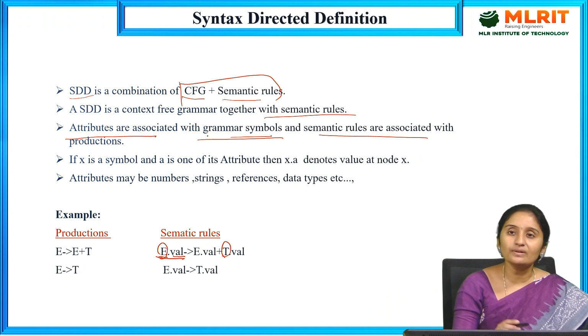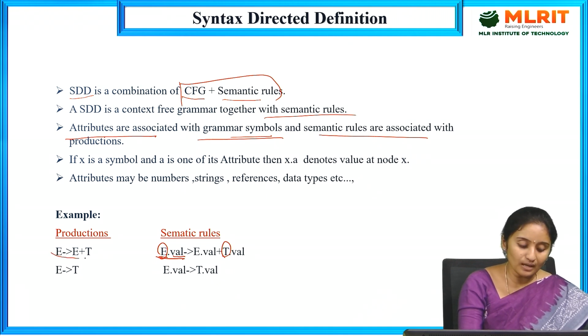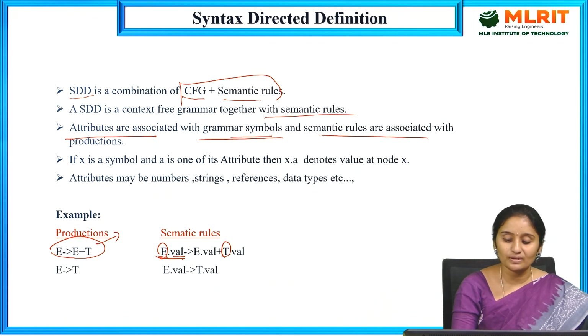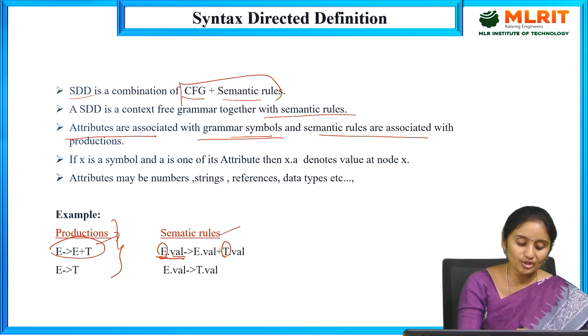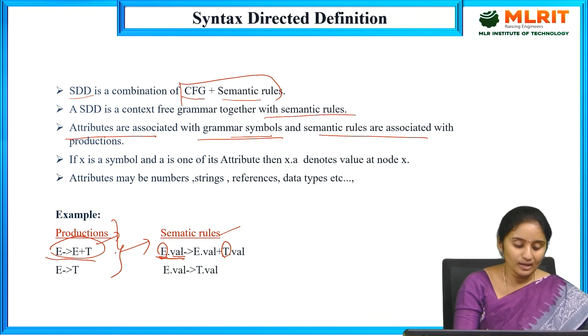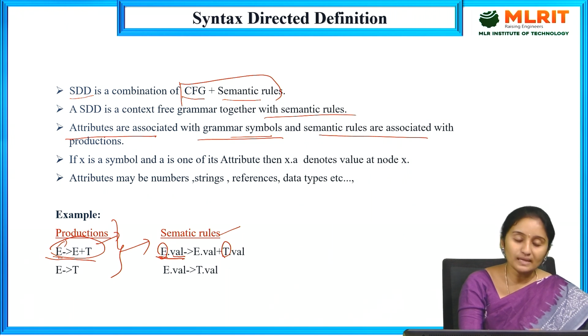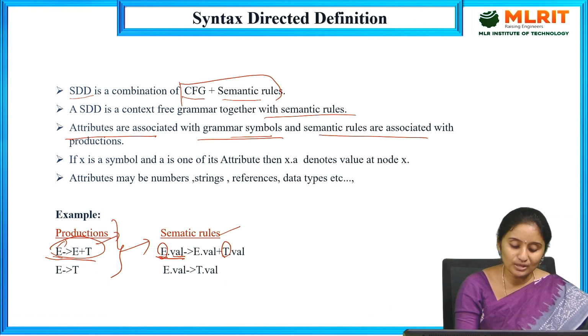Attributes are associated with grammar symbols, and semantic rules are associated with productions. How are we going to frame these semantic rules? By using the productions. A grammar consists of productions. Here the first one is one production, in which E produces E plus T. E and T are grammar symbols, and these grammar symbols are associated with attributes.